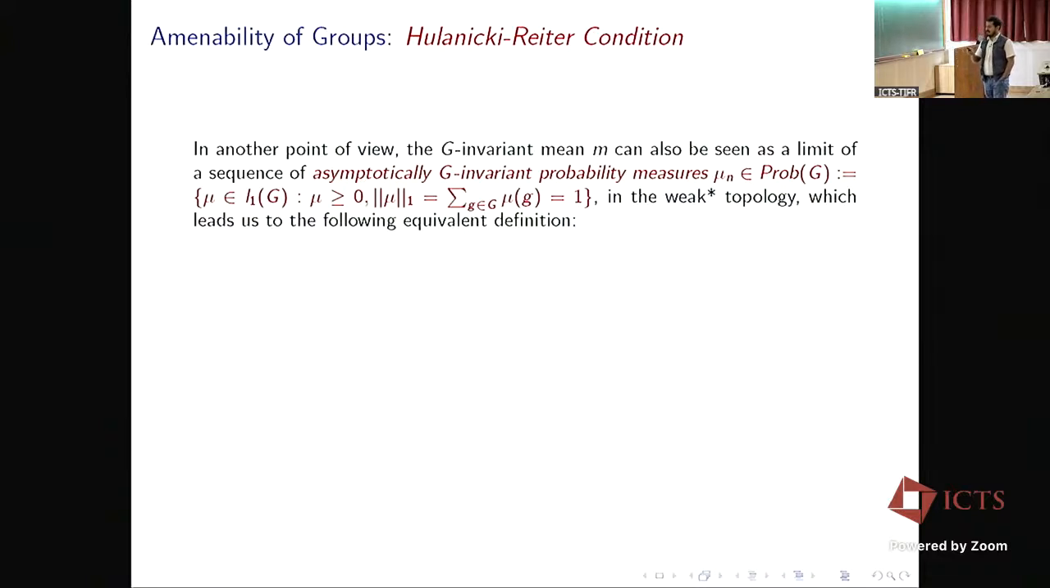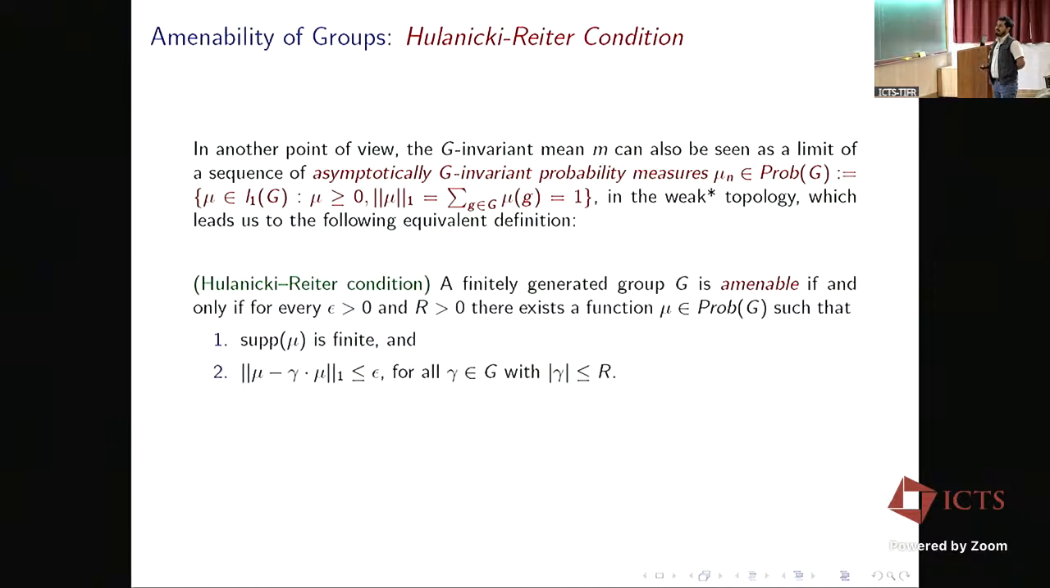So this is another definition, another equivalent way of looking at amenability, that the G invariant mean can be looked at as a limit of a sequence of G invariant probability measures. In the limit, what you get is not a measure, but a mean. So, which gives the following definition.